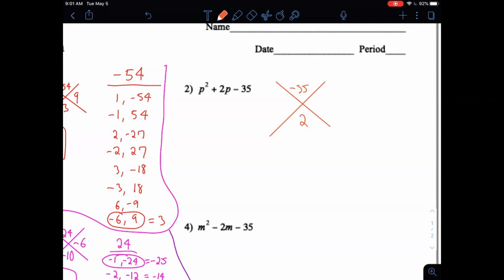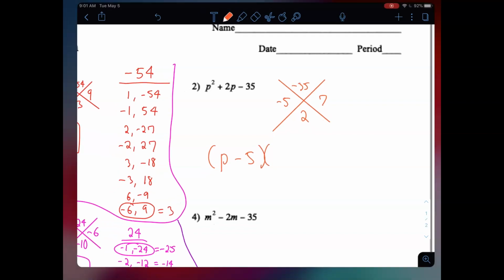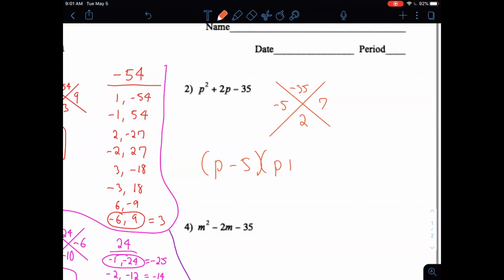What else multiplies to 35? We only got 5 and 7. Can we get 2 from adding or subtracting 5 and 7? We can. And which number is going to be negative, the 5 or the 7? What do you guys think? It's going to be a negative 5, because this is more positive, which means the bigger number needs to be positive. So our final answer is going to be p minus 5 times, oops, that's an n. Dang it. p plus 7.